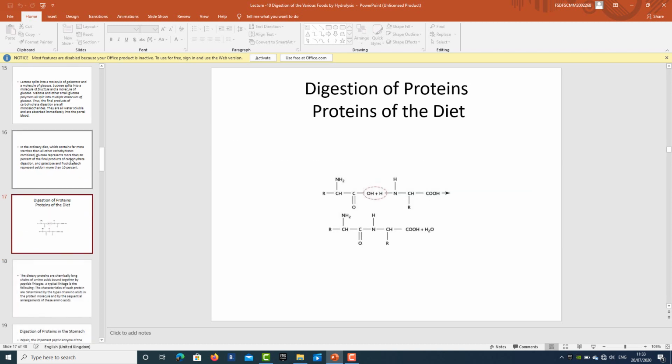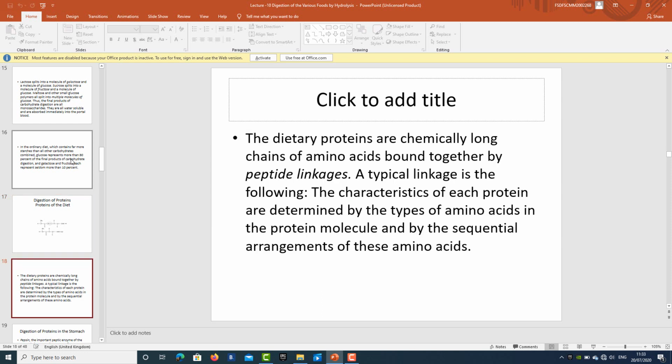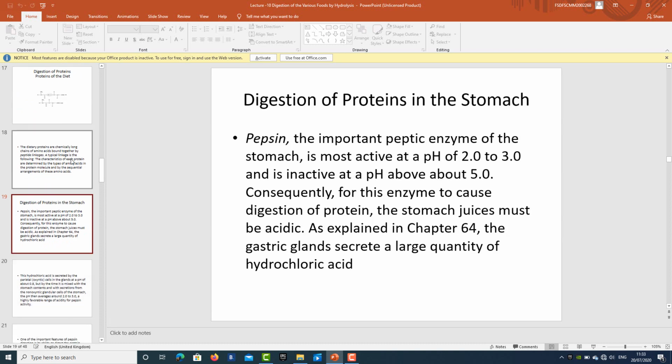See how the digestion of proteins takes place by hydrolysis. The dietary proteins are chemically long chains of amino acids which are bound together by peptide linkages. The characteristics are determined by the type of amino acids which are there and their arrangement in the molecule. Now, how is the digestion of protein taking place?